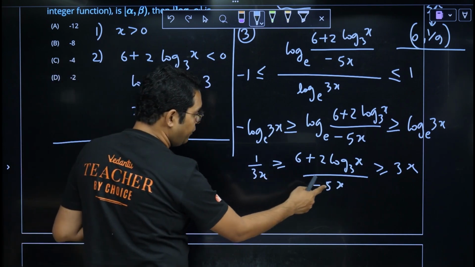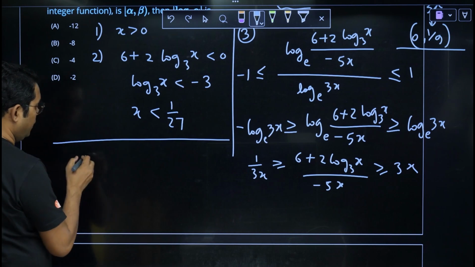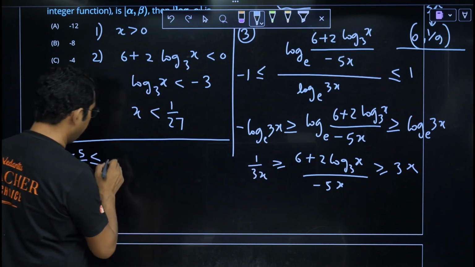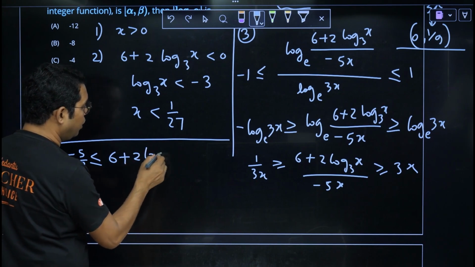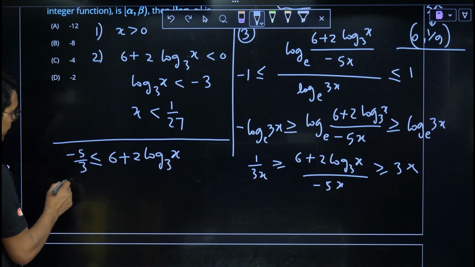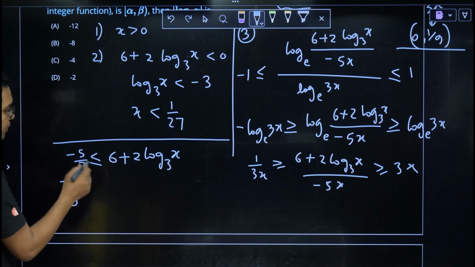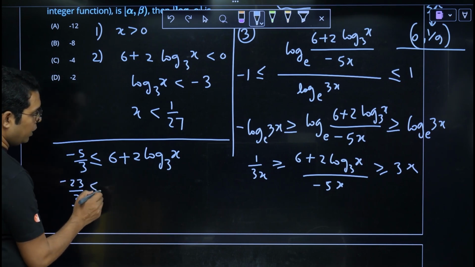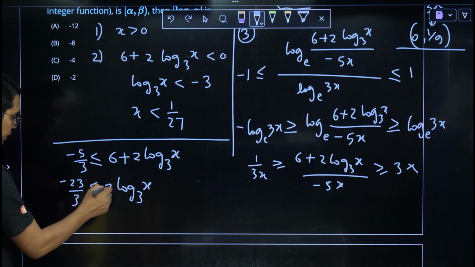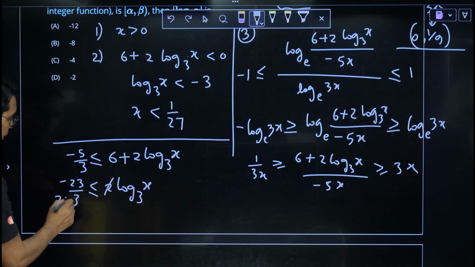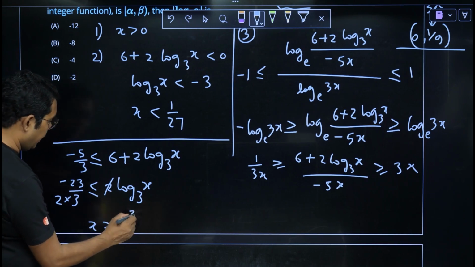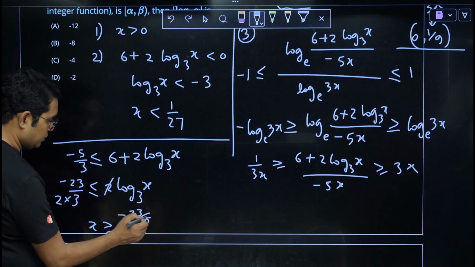Okay, and if I multiply by minus 5 here, it will be minus 5 by 3, but then the inequality sign will again change, and it will be 6 plus 2 log x base 3. Okay, 6 if I bring it here, it will be minus 23 by 3. 18 plus 5 is 23. So less than or equal to 2 log x base 3. So from this, if I cancel 2 here, it will multiply here. So my x will be greater than or equal to 3 raised to the power minus 23 by 6.